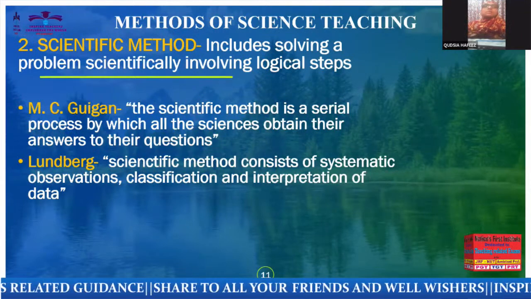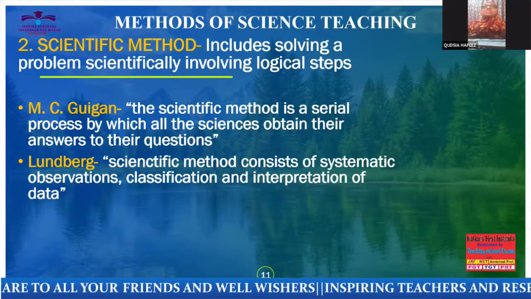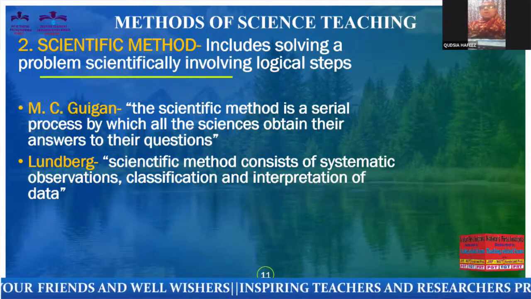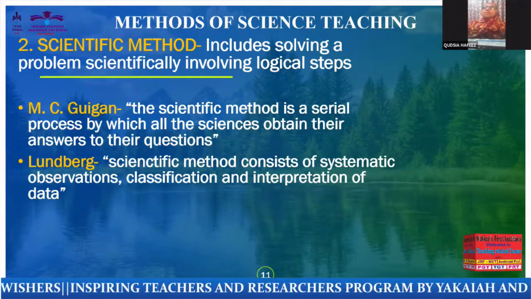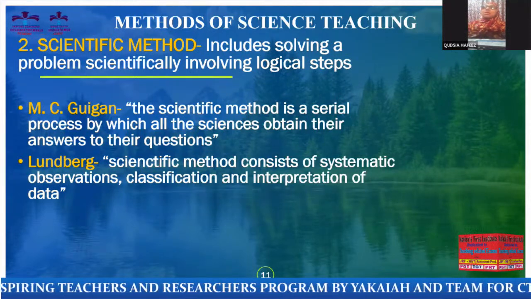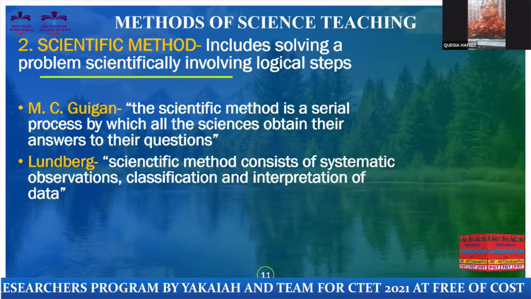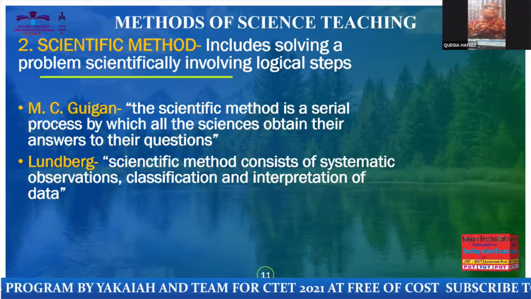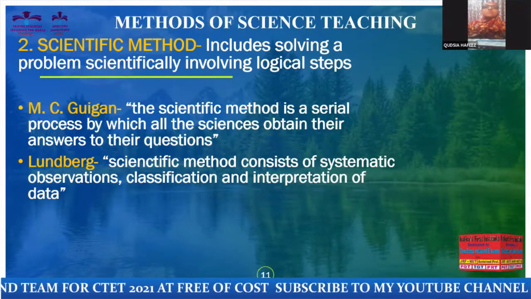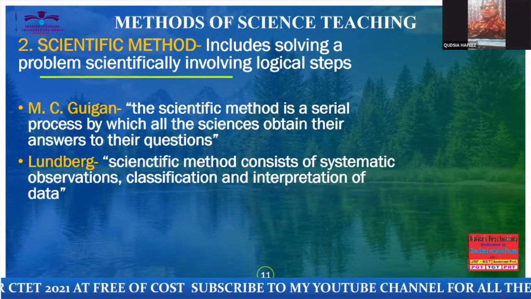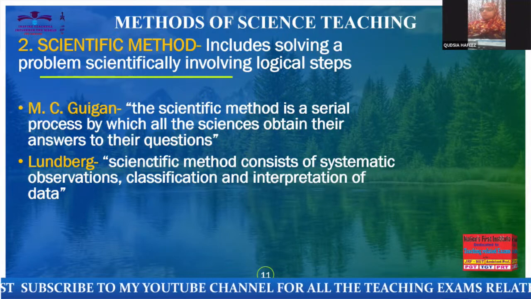So this scientific method is defined by MC Guggen as a serial process by which all the sciences obtain their answers to their questions. May it be the biological sciences, the physical sciences, mathematical sciences, or social sciences, every body of knowledge tries to incorporate the scientific method. Lundberg has defined scientific method as consisting of systematic observations, classification, and interpretation of data. Okay, so there is systematic observation, classification, and interpretation of data.